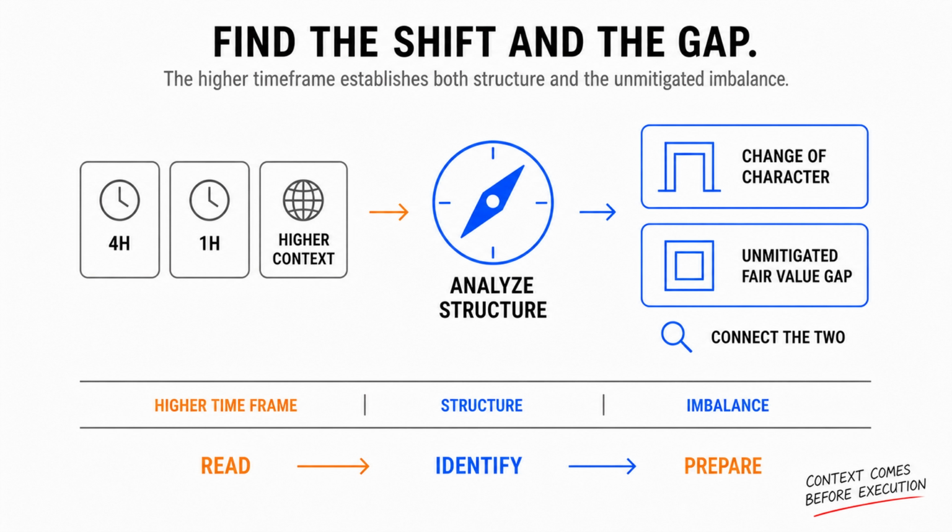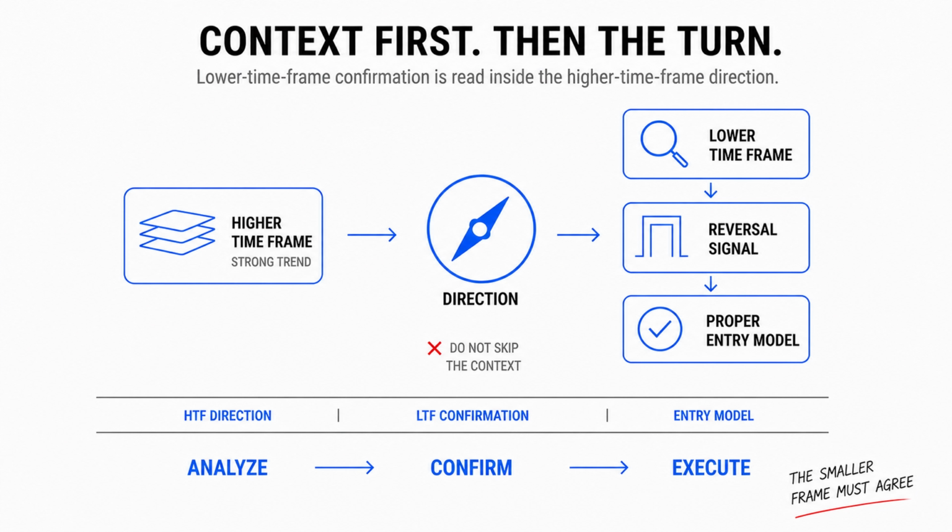This model also requires working with two time frames. Begin with a higher time frame, such as the 4-hour or 1-hour chart, to analyze the market structure and identify a clear higher time frame change of character, together with an unmitigated fair value gap connected to it. After that, move down to a lower time frame, such as the 15-minute or 5-minute chart, depending on your preference, to look for reversal signals, confirmation, and eventually a proper entry model. Now let's go step by step and break down exactly how to apply this on the chart.